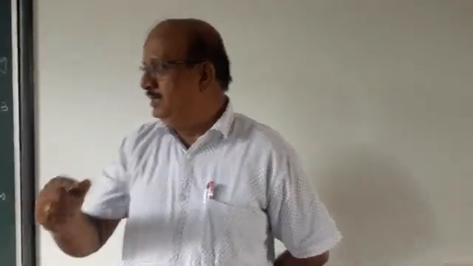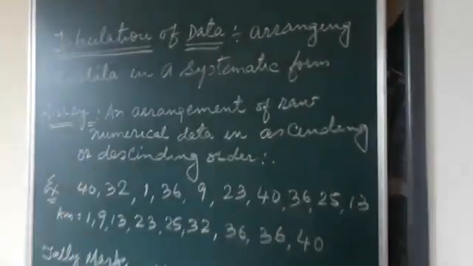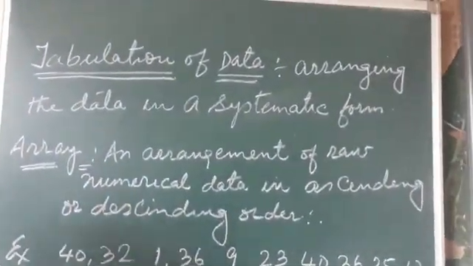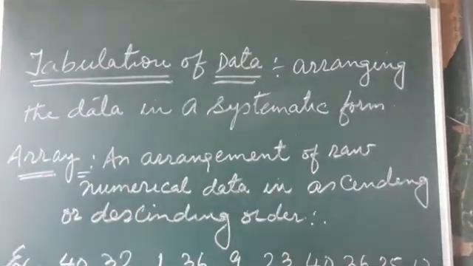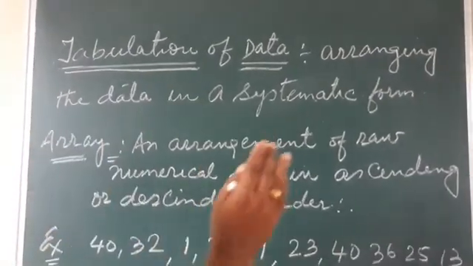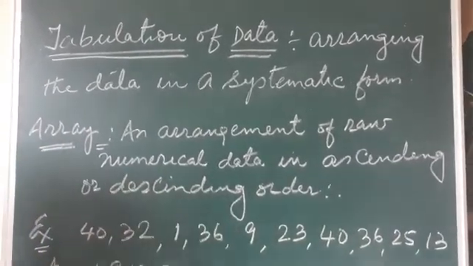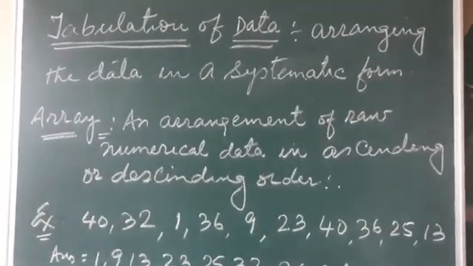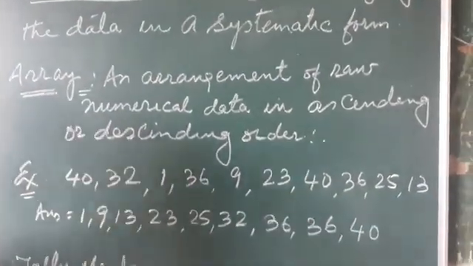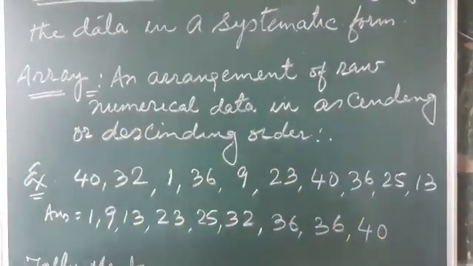Before doing that, we will take up different fundamentals or terms that we come across. The first one is tabulation of data. What do you mean by tabulation of data? That means arranging the data in a systematic form. The data may be raw or grouped data, and we have to arrange it in a systematic form. Then we have the data array. What is a data array? An arrangement of raw numerical data in ascending or descending order. That means we collect the data and arrange it in ascending or descending order of magnitude.